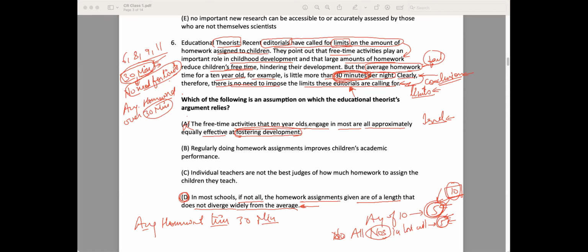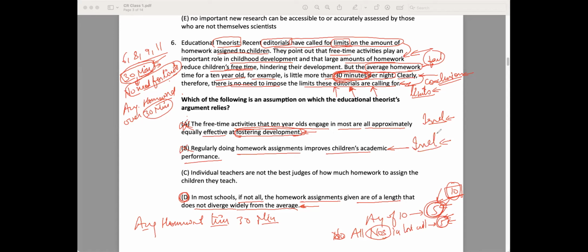And this is not the reason. We are not disputing whether free time activities are effective or not. We are saying they're effective, but the reason we are making this conclusion is whether homework is hindering that free time or not. It's all about that. So it doesn't hit that point. Regularly doing homework assignments improves children's academic performance. Now, it doesn't tell me whether there is a need for a limit or not. It's again irrelevant.